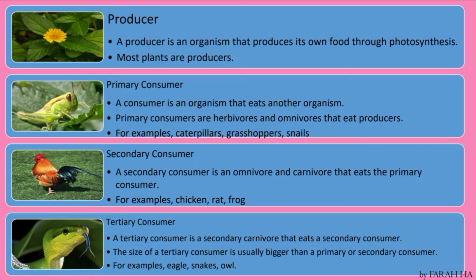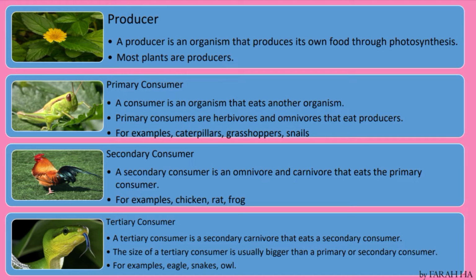So the primary consumer. A consumer is an organism that eats another organism. Primary consumers are herbivores and omnivores that eat producers. For example, caterpillars, grasshopper and snail. So primary consumer will eat the producer.